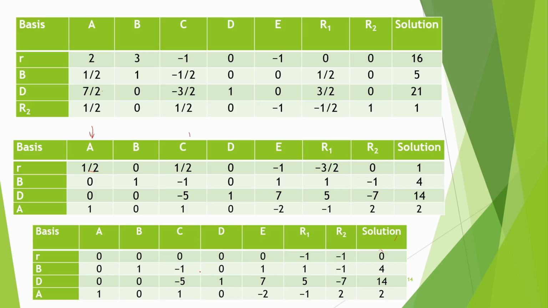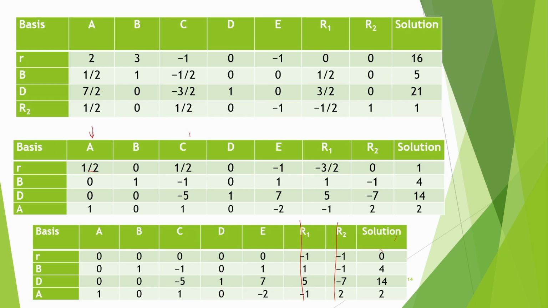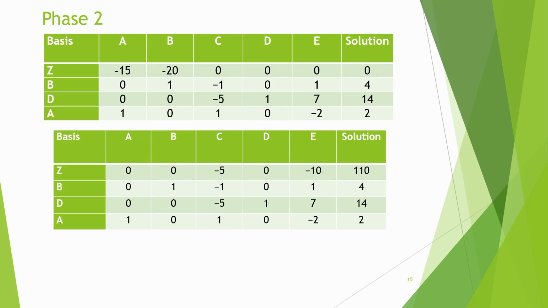Okay. So you get that B's value is this D. So therefore you remove R1 and R2 here from the picture, and you just go to phase 2. In phase 2 you just write the Z row: minus 15, minus 20, 0, 0, 0, but it is again not consistent. So you have to bring out consistency. So for bringing out the consistency you have to see what 15A plus 20B. So that means A and B both are there.